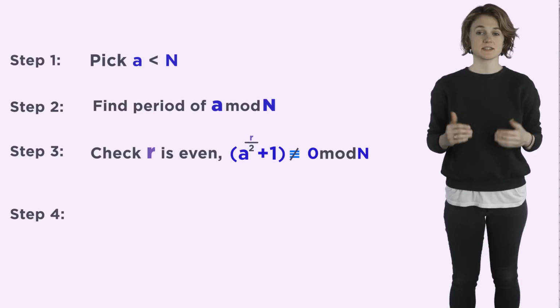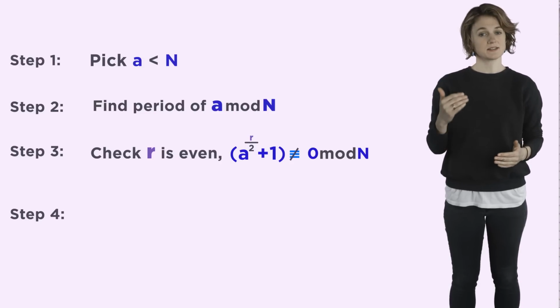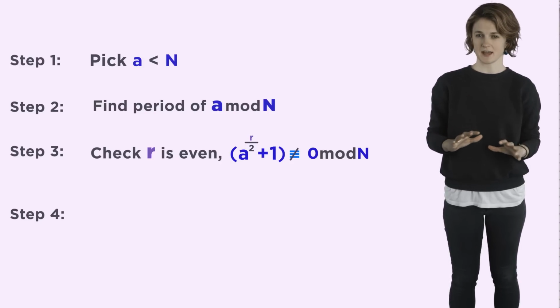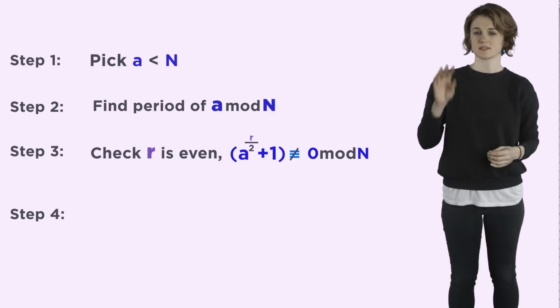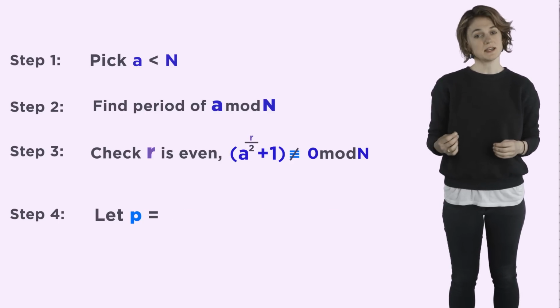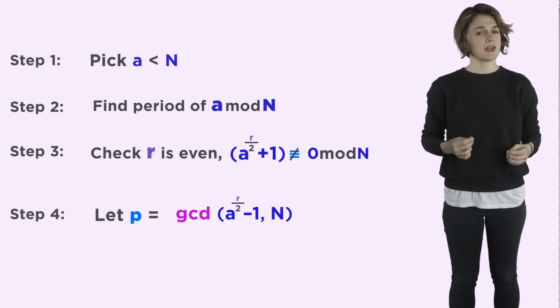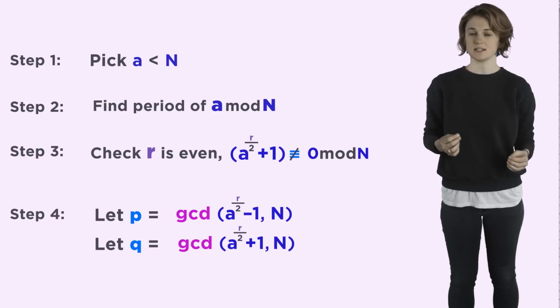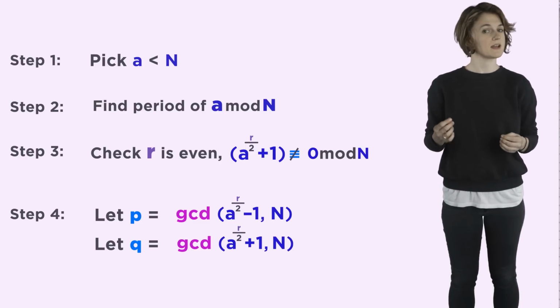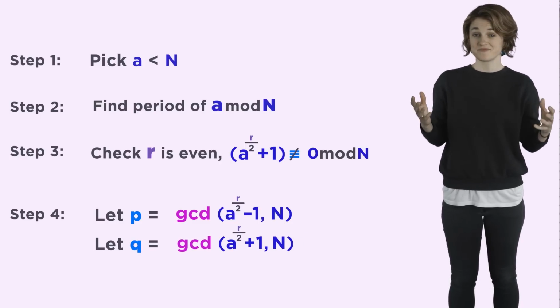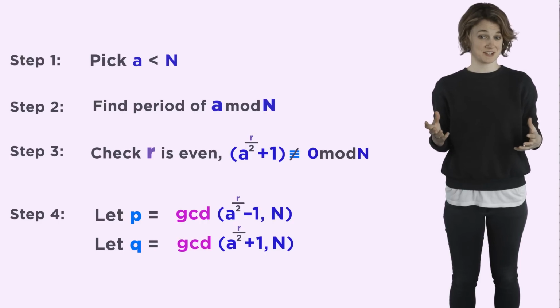If either of these things fail, we need to go back to step 1 and pick a new value of a. Finally, step 4. Let p equal the GCD of a to the r over 2 minus 1 and n, and let q equal the GCD of a to the r over 2 plus 1 and n. And you're done. You've destroyed information security.